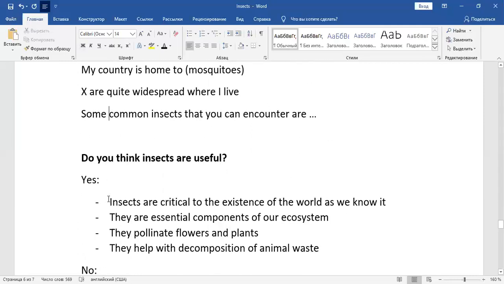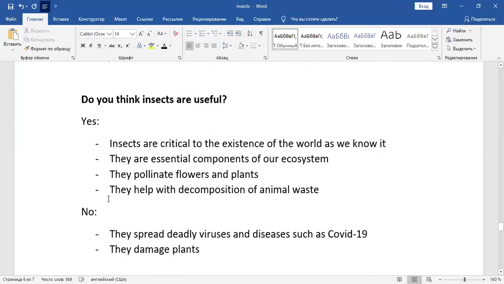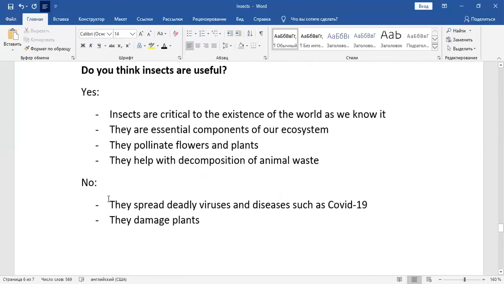And the final question that has been reported so far is, do you think insects are useful? Well, in your answer, you can combine both yes and no using some clause of concession, like whereas they can be beneficial, some of them can be harmful. Or on the one hand, on the other hand, so you can mention all of these ideas. Insects are critical to the existence of the world as we know it. They're essential components of our ecosystem. They are pollinators. They pollinate flowers and plants. They help with decomposition of animal waste.